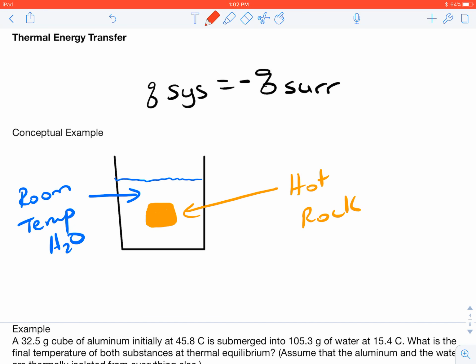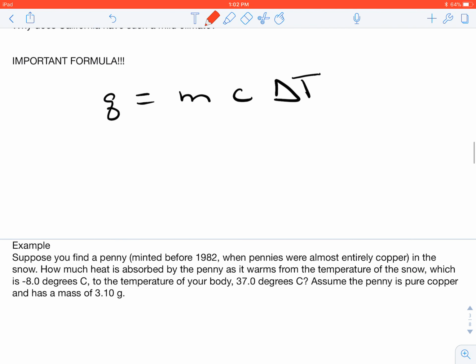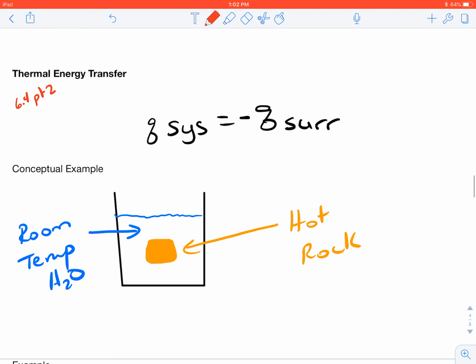Hey guys, welcome back to 6.4, and this is 6.4 part 2. This is like the second part of 6.4. In 6.4, initially we just learned that Q equals mc delta T.